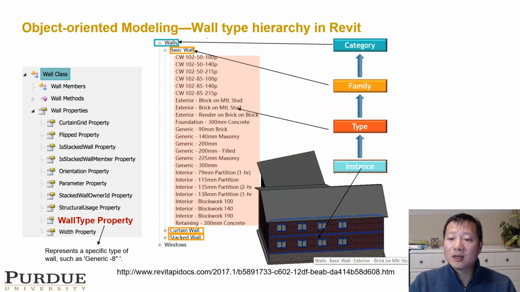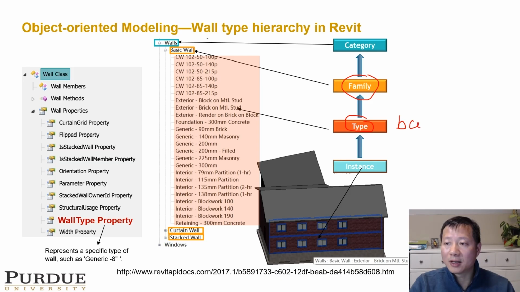And in Revit, the hierarchy goes in such a way that at the top level, we call that a category. So you end up with walls at the category level, and then you can further specialize them into basic wall, curtain wall, or stacked wall. They are all called a family. And you can further specialize your family into individual types of wall, and they are called a type. And once you have the type, this is your base class.